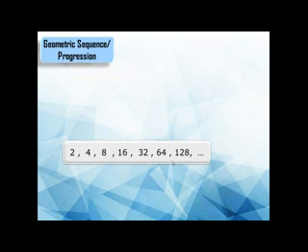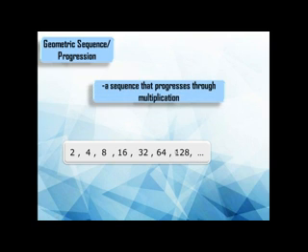That's right. So to get the next term, we double the term before it. So we double 2 to get 4, we double 4 to get 8, we double 8 to get 16. Or in other terms, we multiply 2 with 2 to get 4, we multiply 4 with 2 to get 8, and so on. Therefore, geometric sequence or geometric progression is a sequence that progresses through multiplication.